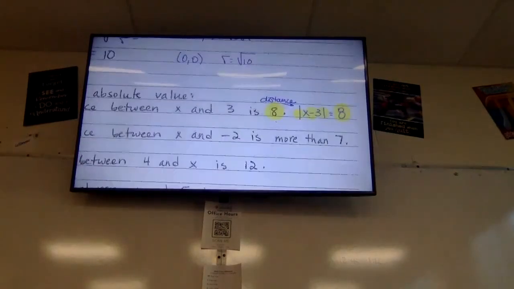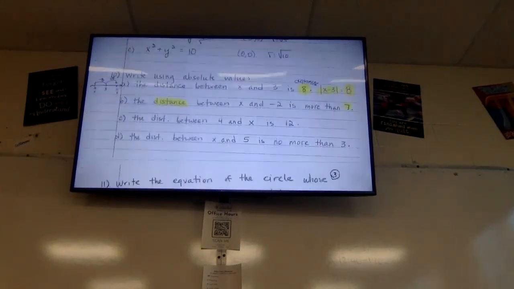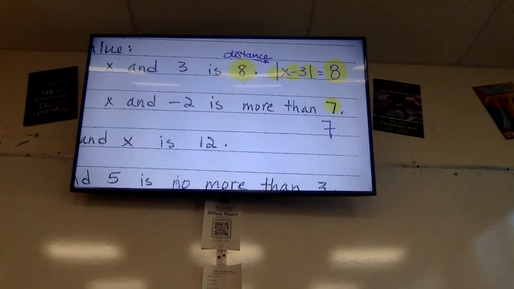Okay? So similarly for the next one, it says the distance between x and negative 2 is more than 7. The distance here is 7, so 7 is on the other side of the equal sign. We care about x and negative 2, so we're going to do x minus negative 2, which we know is the same thing as x plus 2. And it says more than 7. Am I going to do an equal sign or an inequality? Which inequality? Greater than. Okay. Questions yet?